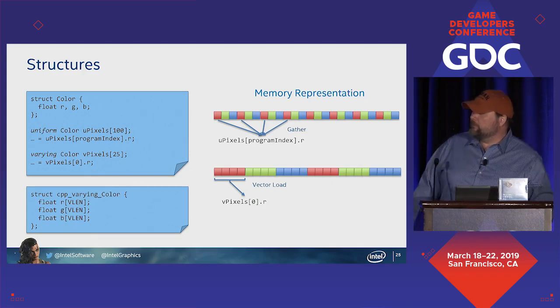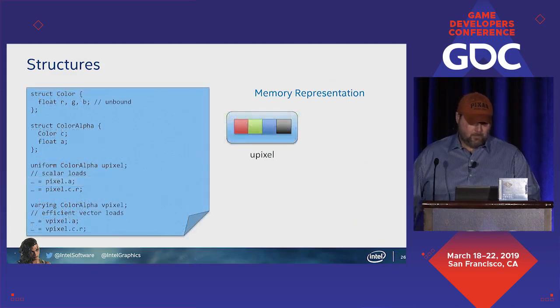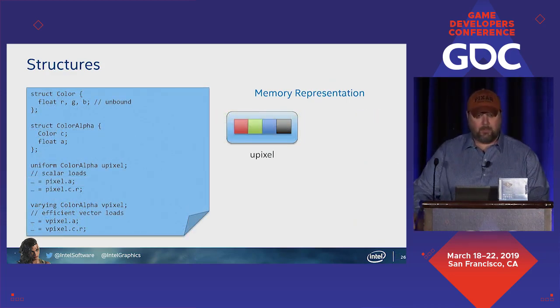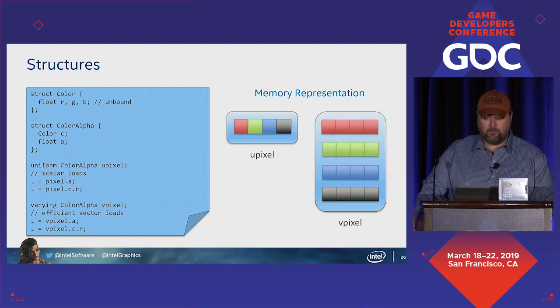And to give you an idea of what this looks like in your CPP code, your CPP side struct will have R, G, and B, but they'll be small arrays of VLEN, where VLEN is defined as the width of the compilation target, like SSE and AVX2, so 4 or 8. Here's another example of how the recursive variability works. Again, we've got our color struct, but in struct alpha, we add a float. And if we declare that as a uniform, we get this memory representation. And if we instantiate it as a varying, we get this memory layout.